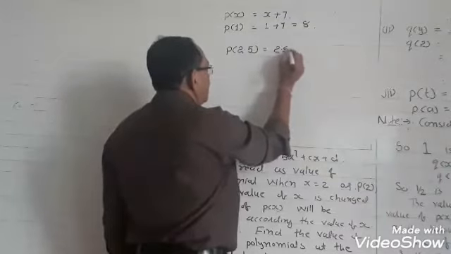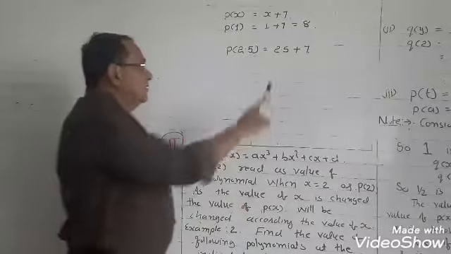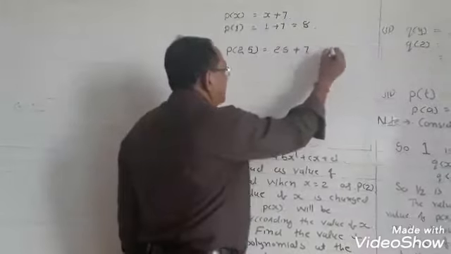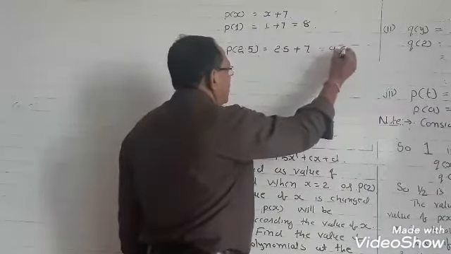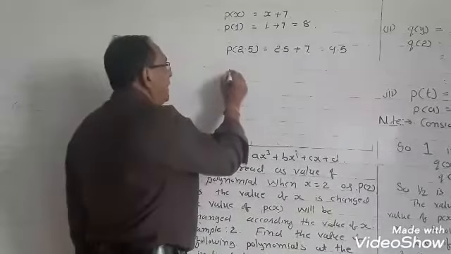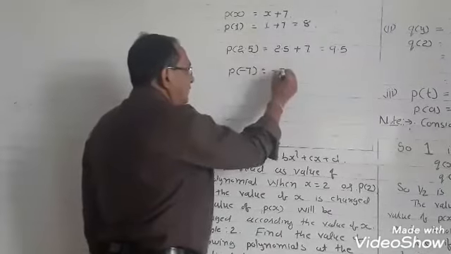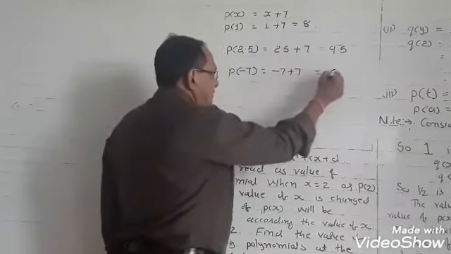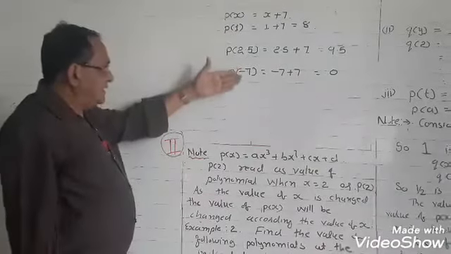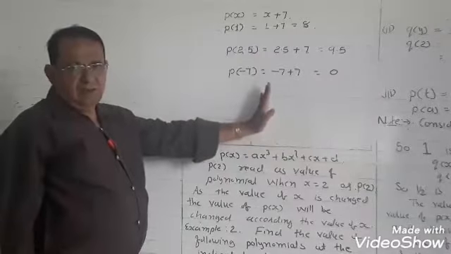2.5 plus 7 instead of x. What will I write? I will write P(2.5) = 7.5 minus 7 plus 7 is equal to 0. As the value of x is changed, the value of the polynomial will change. Okay.